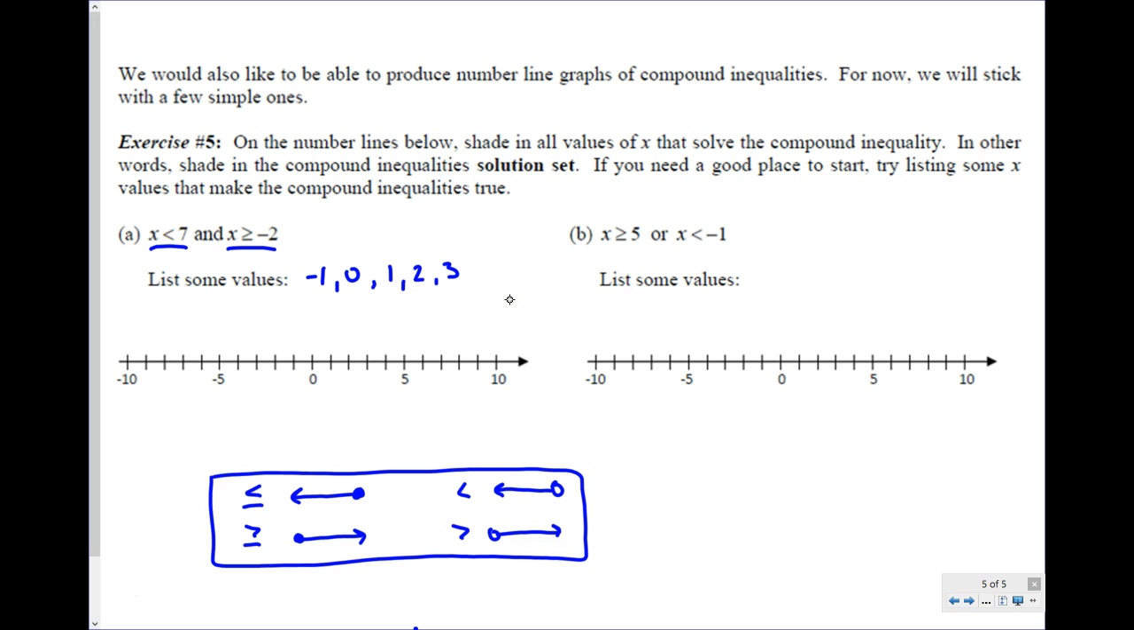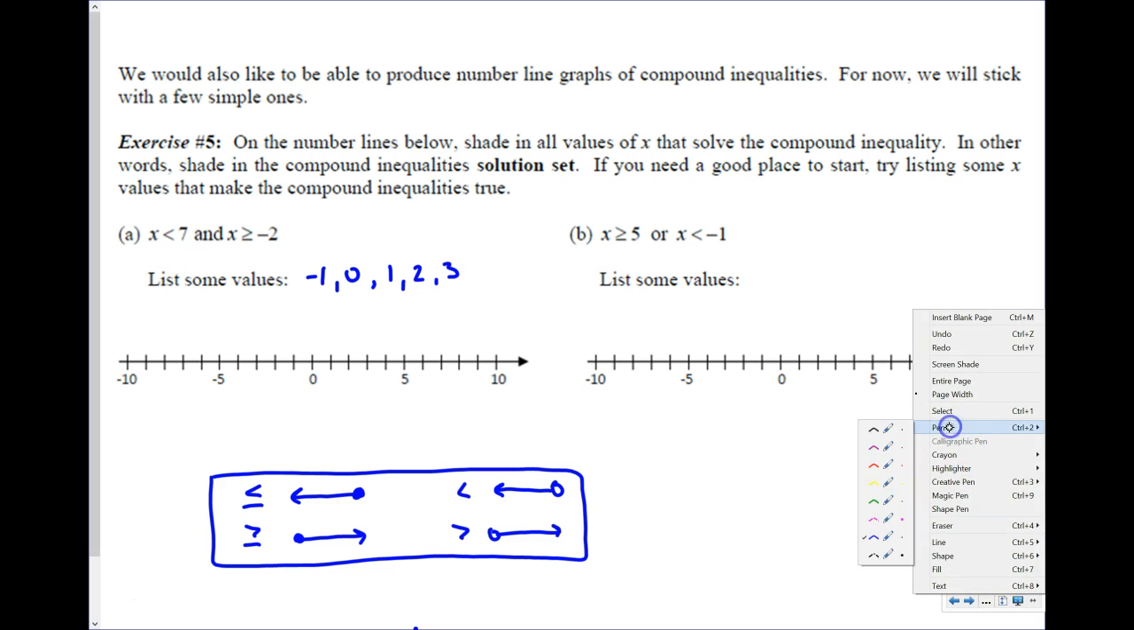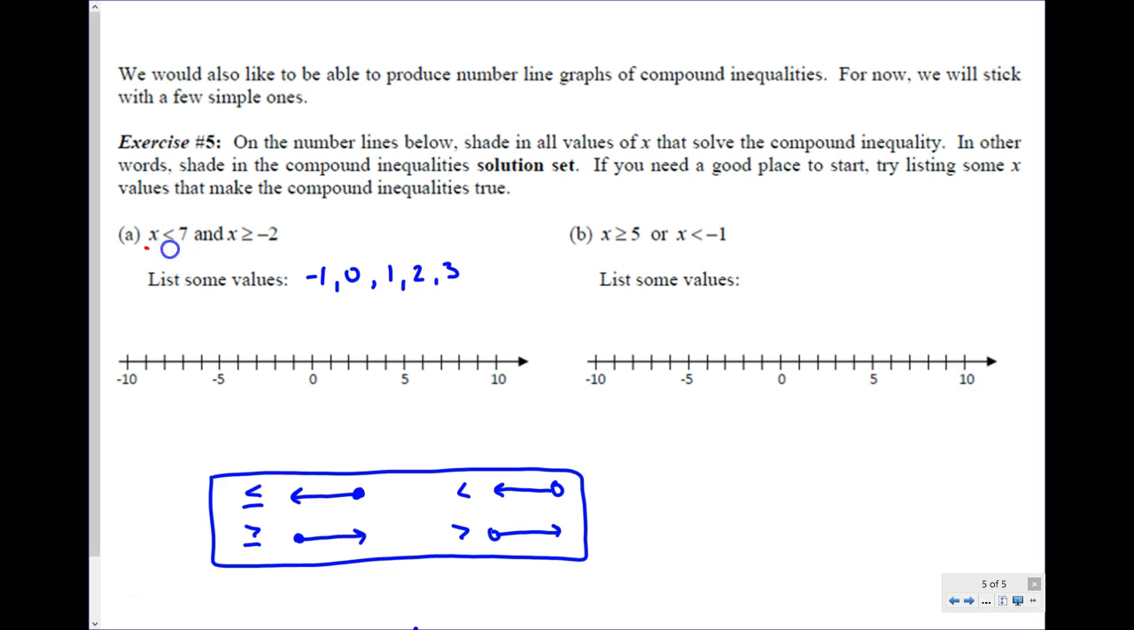So what I'm going to do to show you this a little bit better, to graph it, I'm going to use different colors. So I'm going to underline this inequality of x is less than 7. I'm going to go to 7 on my number line, and I'm going to look here. That's this one right here. So I'm going to have an open circle at 7 and an arrow pointing to the left. So like this, right? Now that's the first one, x is less than 7.